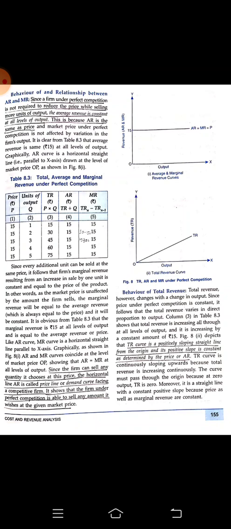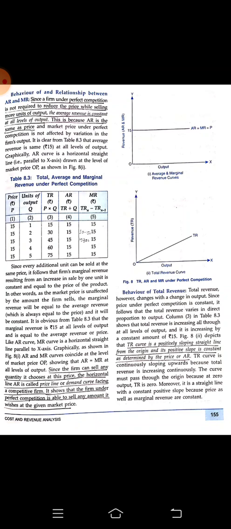It shows that the firm under perfect competition is able to sell any amount it wishes at the given market price. So you can see the diagram also, the graphical presentation given here. We are finding that AR and MR is equal, is constant. It is denoted with a horizontal line, and we can say that it is also the demand curve, or you can say the price line also under perfect competition market.